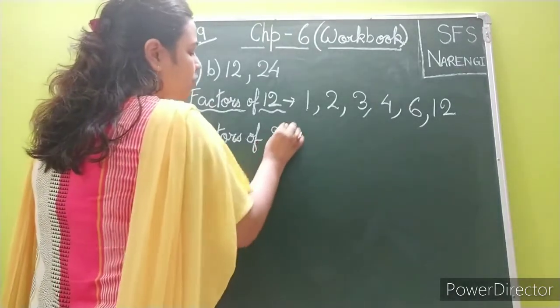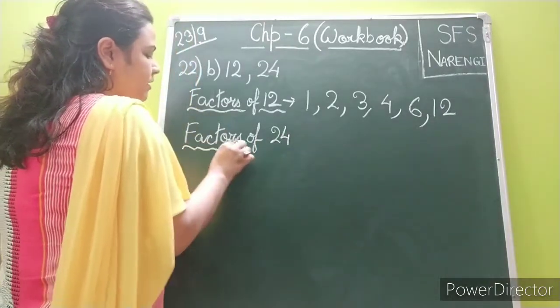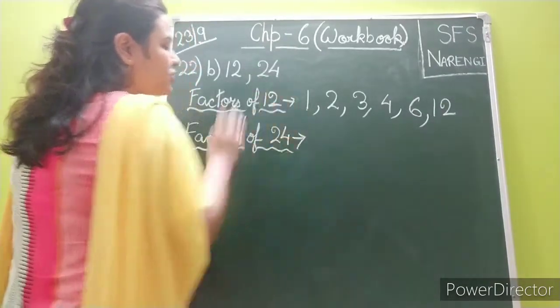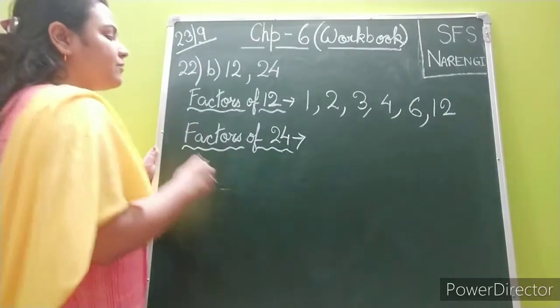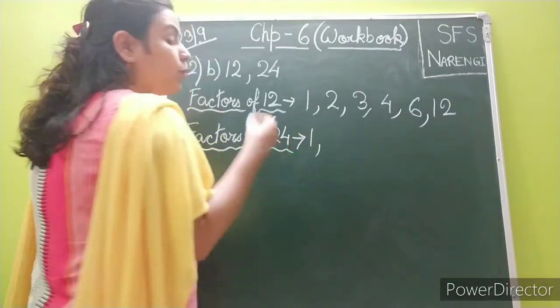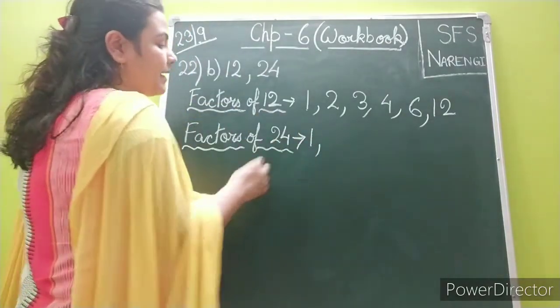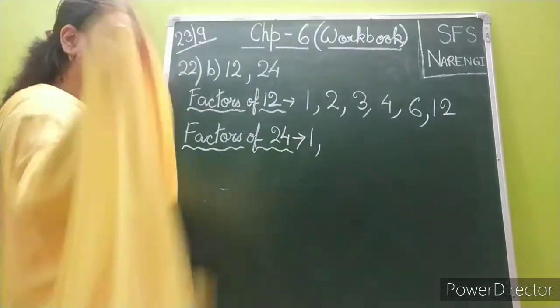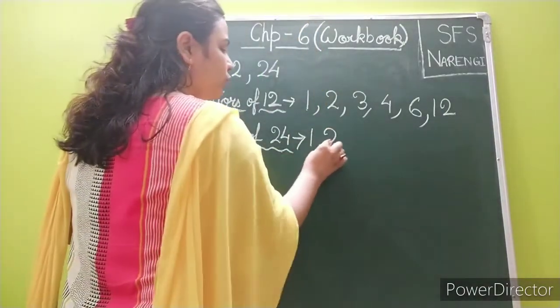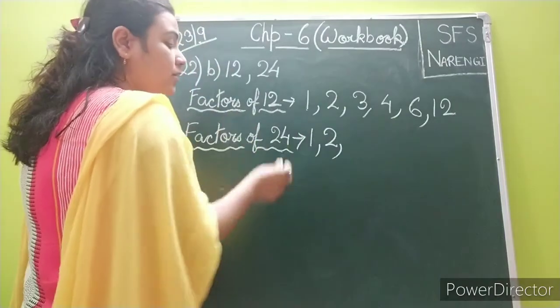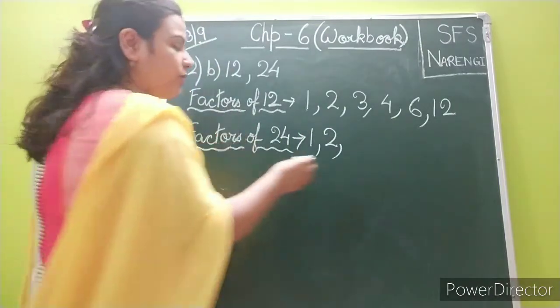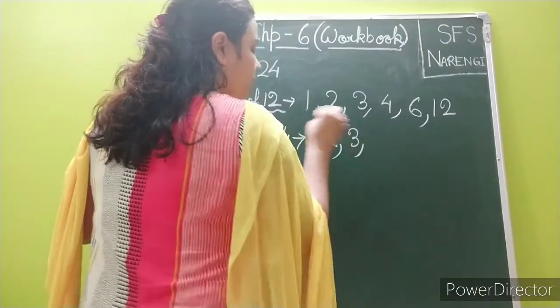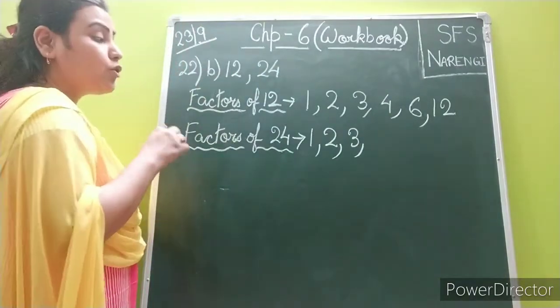So if I talk about the factors of 24, similarly we are going to find the factors of 24. Obviously the first one will be 1. 1 24 is 24. Next, 24 goes by 2 as well, so 2 12s are 24. So 12 will be kept. 3 8s are 24. It goes by 3. It goes by 4 as well.